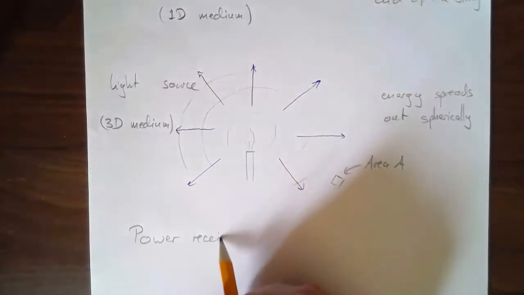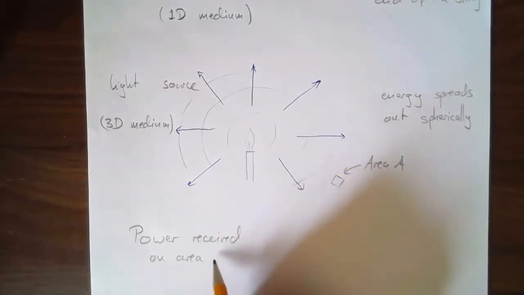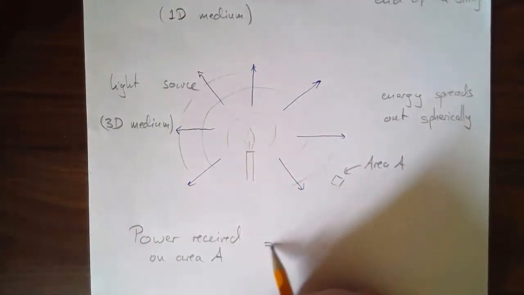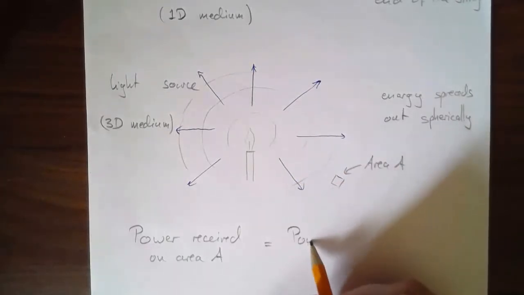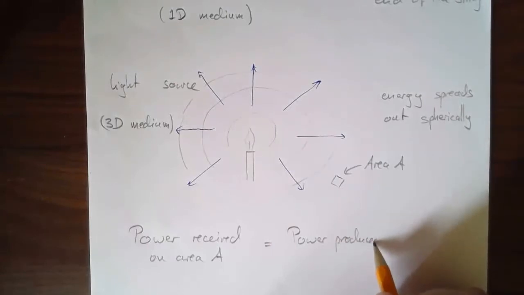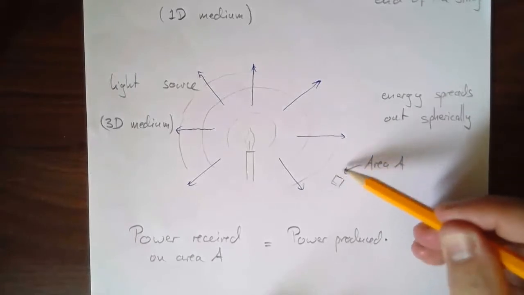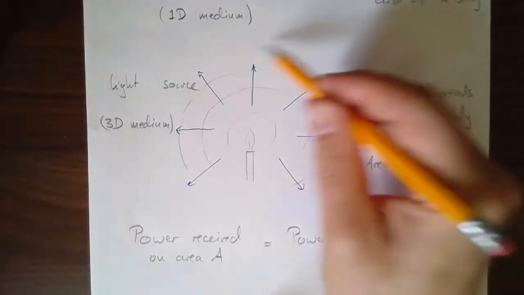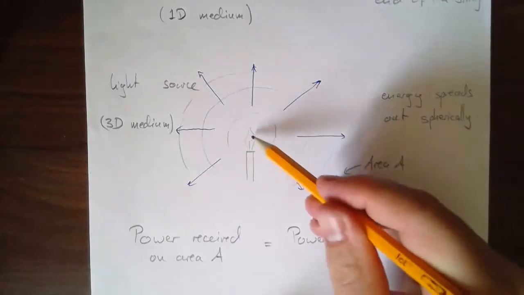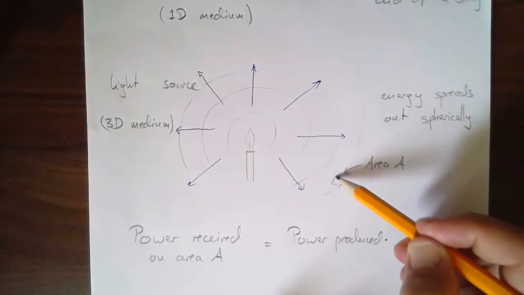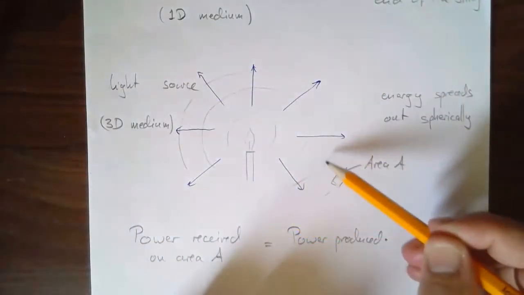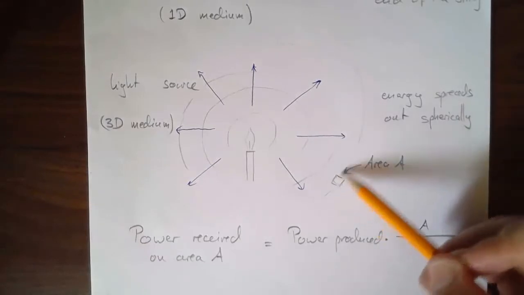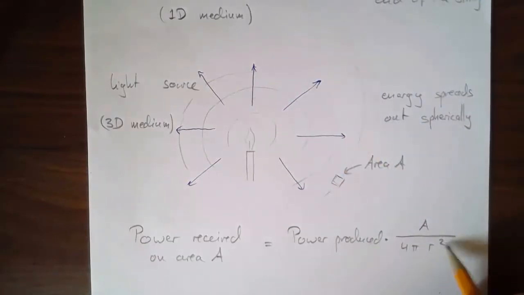The power received on area A, and we're going to assume area A faces the candle, is going to be equal to the power produced by the candle times the fraction that this area makes of the sphere, essentially the spherical shell that includes this area. So if the area is 30 centimeters from the candle, what fraction of the 30 centimeter sphere is made up by that area? So times A divided by the area of a sphere, which is 4 pi r squared.